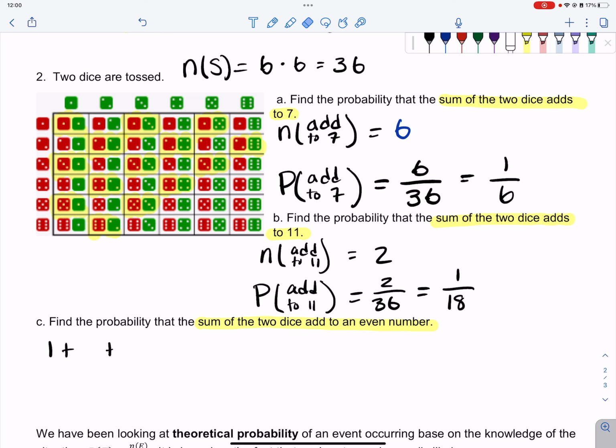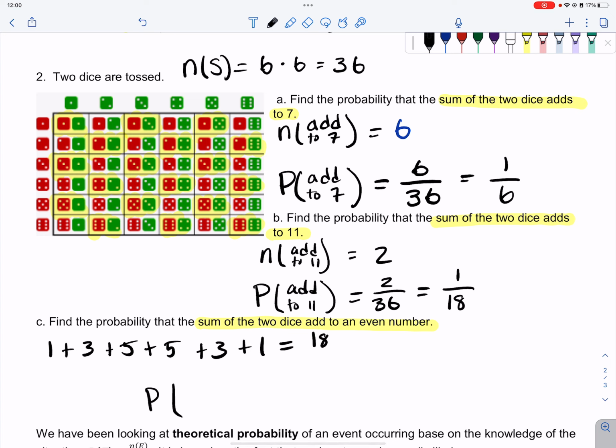I wrote some wrong numbers down here, but we had 3 that add up to 4 and 5 that add up to 6. And then we have 5 that add up to 8. And then we have 1, 2, and 3 that add up to 10. And then we have one option that adds up to be 12. So if we add all these together, we have 18 different outcomes from our table that add to an even number.